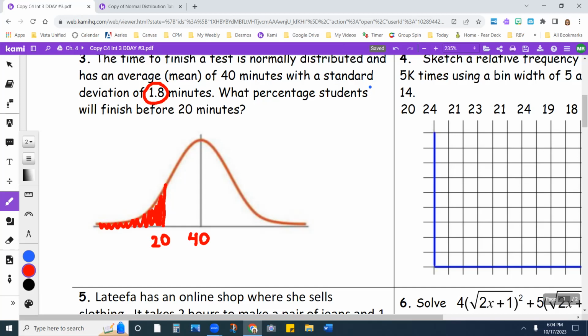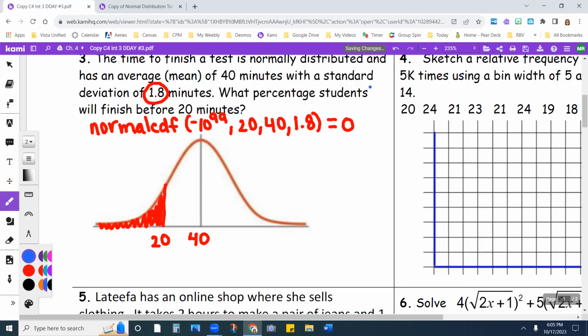So I am going to do normal CDF. My lower bound is negative infinity, which is going to be negative 10 to the 99. My upper bound is 20. My mean is 40, and my standard deviation is 1.8 minutes. When I put that into my calculator, I end up getting 0.